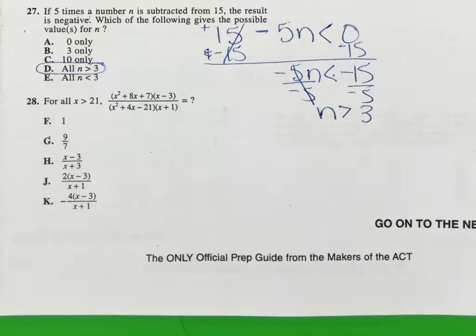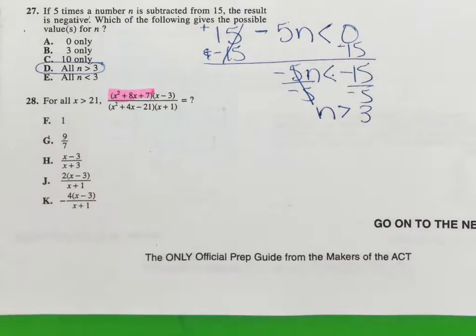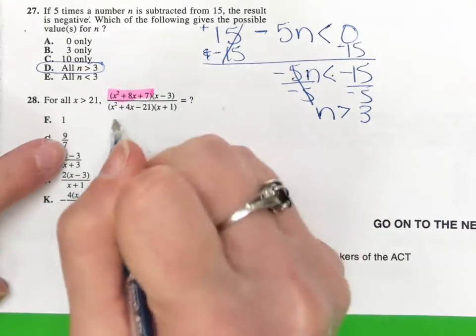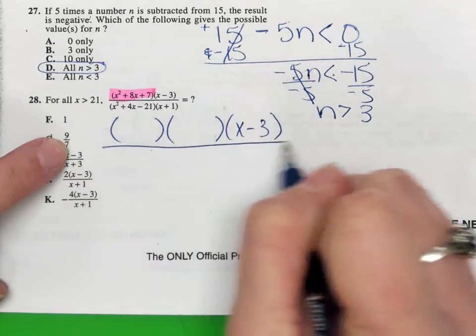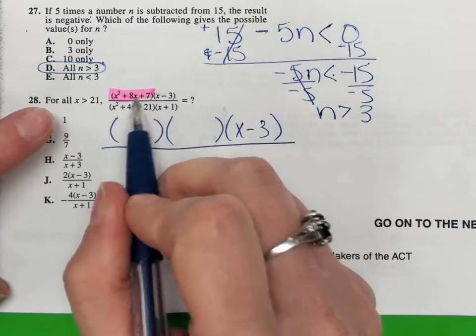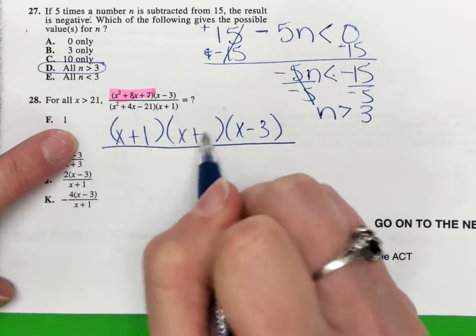All right, number 28. Y'all need 28? Yes. Okay, here we go. Let me get my highlighter. Do you see this first polynomial, the x squared plus 8x plus 7? You got to factor that. How does that factor? Factors of 7 that add or subtract to be 8. What are they? 1 and 7. Positive 1, positive 7. Very good.